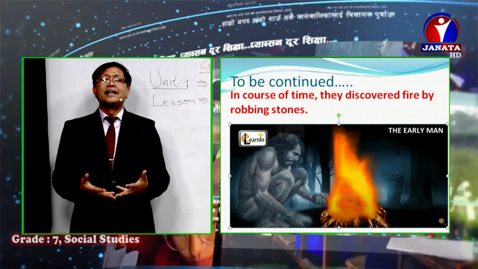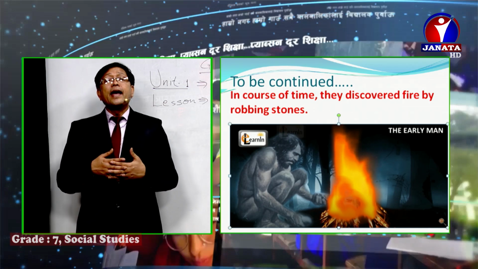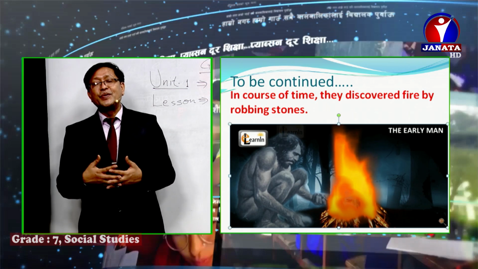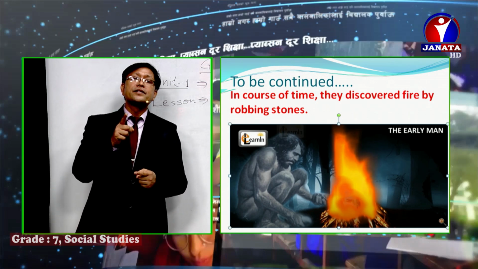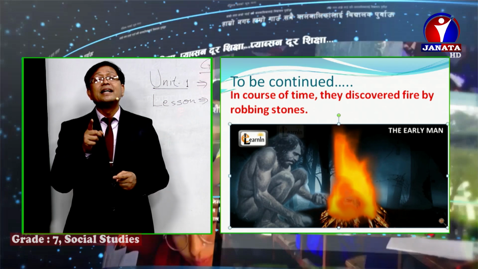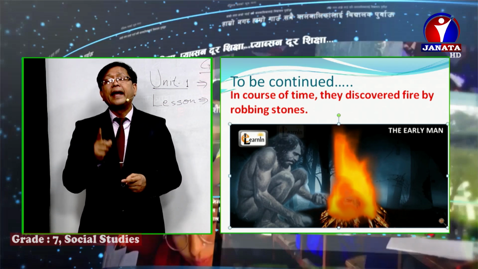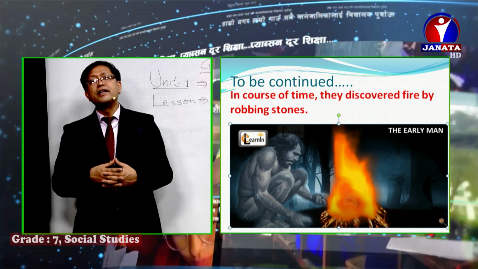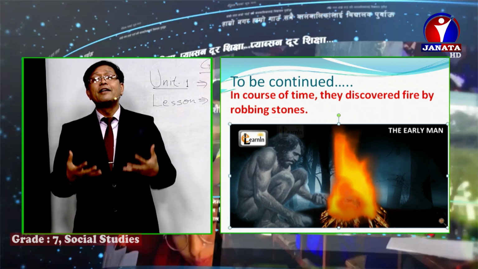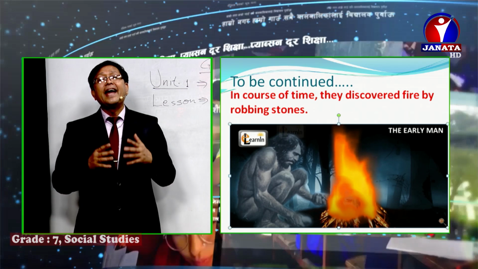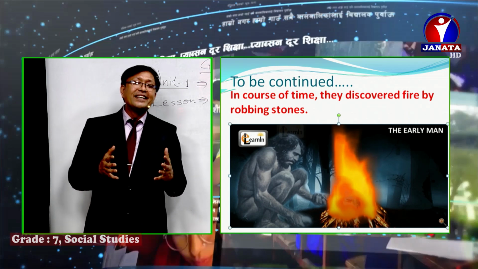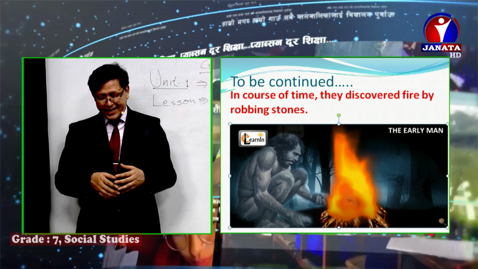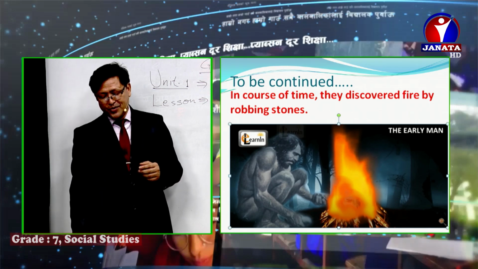They started eating after grilling, after roasting, and after cooking. And boys and girls, dear students of class 7, when they had the boiled or grilled or roasted flesh of meat of animal, they felt a different taste. Okay, and then after they developed the idea of cooking, grilling, and roasting. I'll show you one more image.